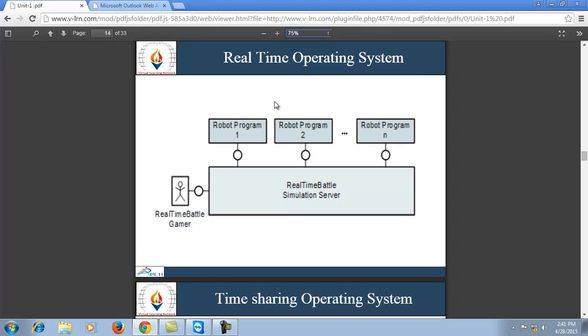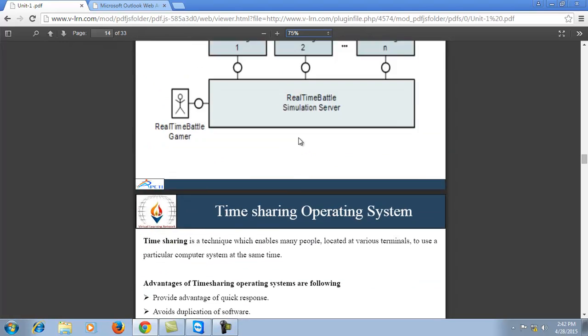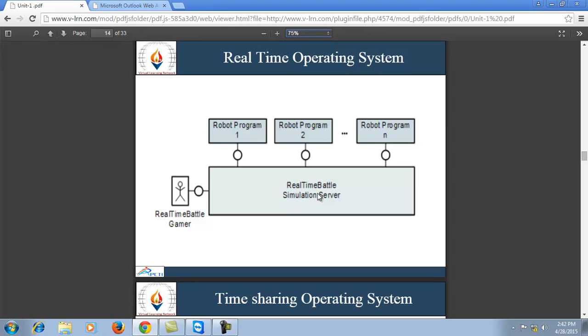Real-time operating system: robot program 1, robot program 2, robot program n. N number of robot programs can be there. The real-time battle gamer is the operator. They provide the jobs, which are made into a batch and input for execution. Now this simulation server will decide which kind of task goes to the hard real-time system and which kind goes to the soft real-time system.